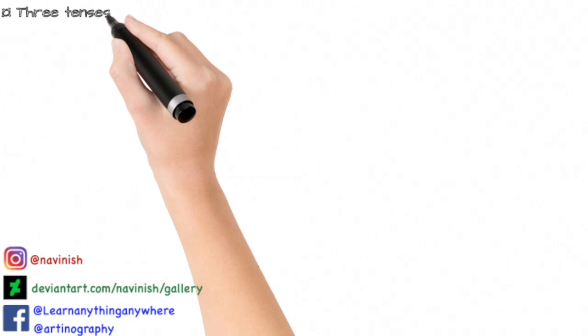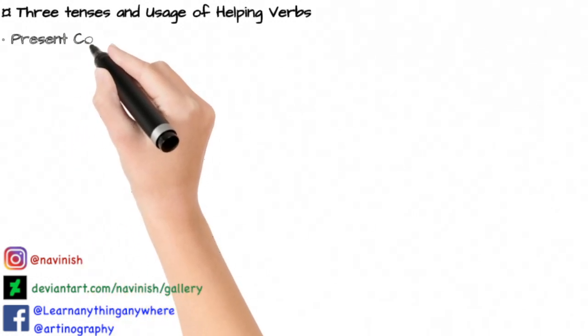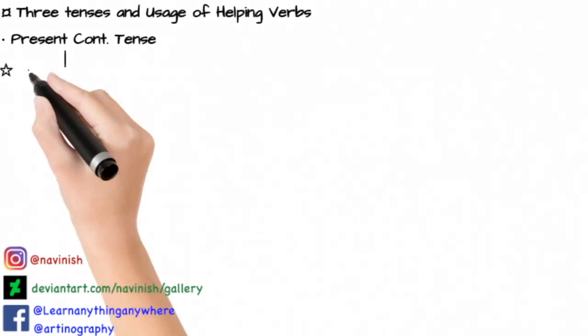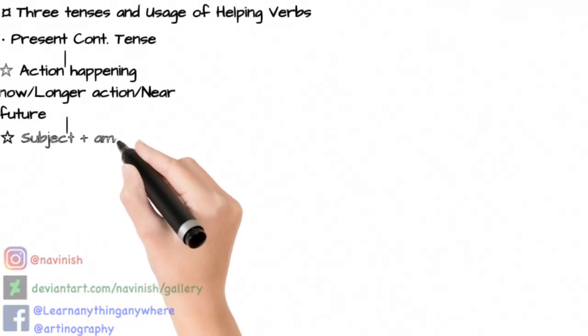Let's do a quick recap. In part 2, we talked about 3 tenses and usage of helping verbs. The first tense that we learned is the present continuous tense. It is used for action happening now, for longer actions, and actions in the near future. The structure is subject plus am or is or are plus the V4, that is the ing form.